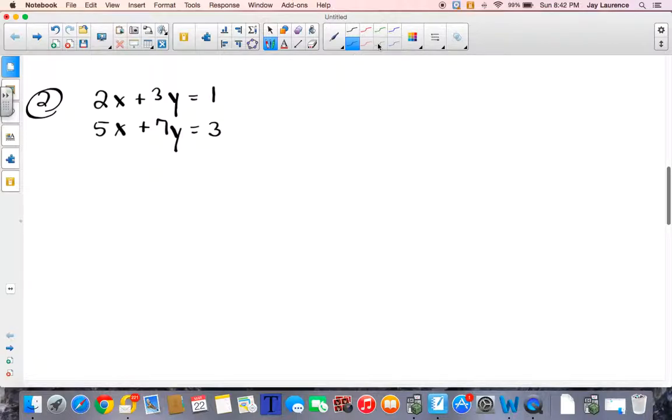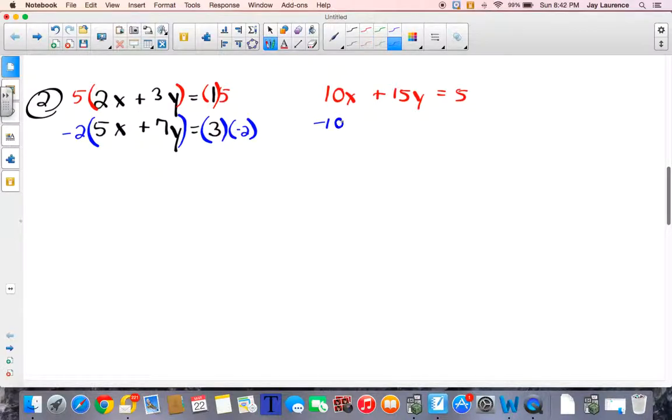But what if I decided to get rid of my x's and I multiplied the top equation by 5 on both sides. Oops. There we go. And I multiplied the bottom equation by -2. What would happen then? Well, the top equation would become 10x plus 15y, and that would equal 5, right? The bottom equation would become -10x minus 14y, and that equals -6.